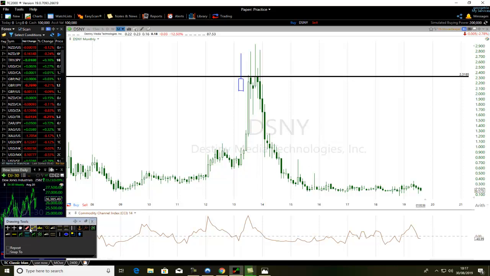So the pin bar is a reversal candlestick pattern. Price goes up. This stock, Destiny Media Technologies Incorporated, ticker DSNY, I'm on the monthly chart. It was going up since 2009, and we see a pin bar at the end of it.